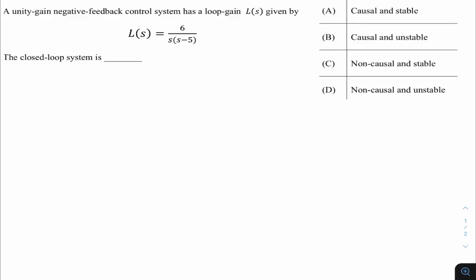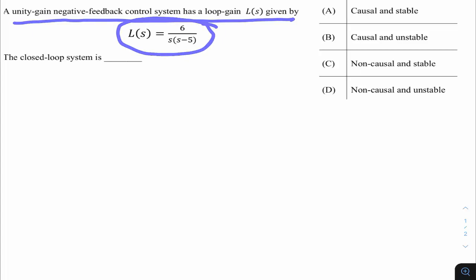This question was asked in GATE 22 of Instrumentation. It is from the control systems subject and related to stability and causality. You may say this is from signals as well, the way the question is framed. The question is: a unity negative feedback control system has a loop gain L(s) given by L(s) = 6 / (s(s - 5)).